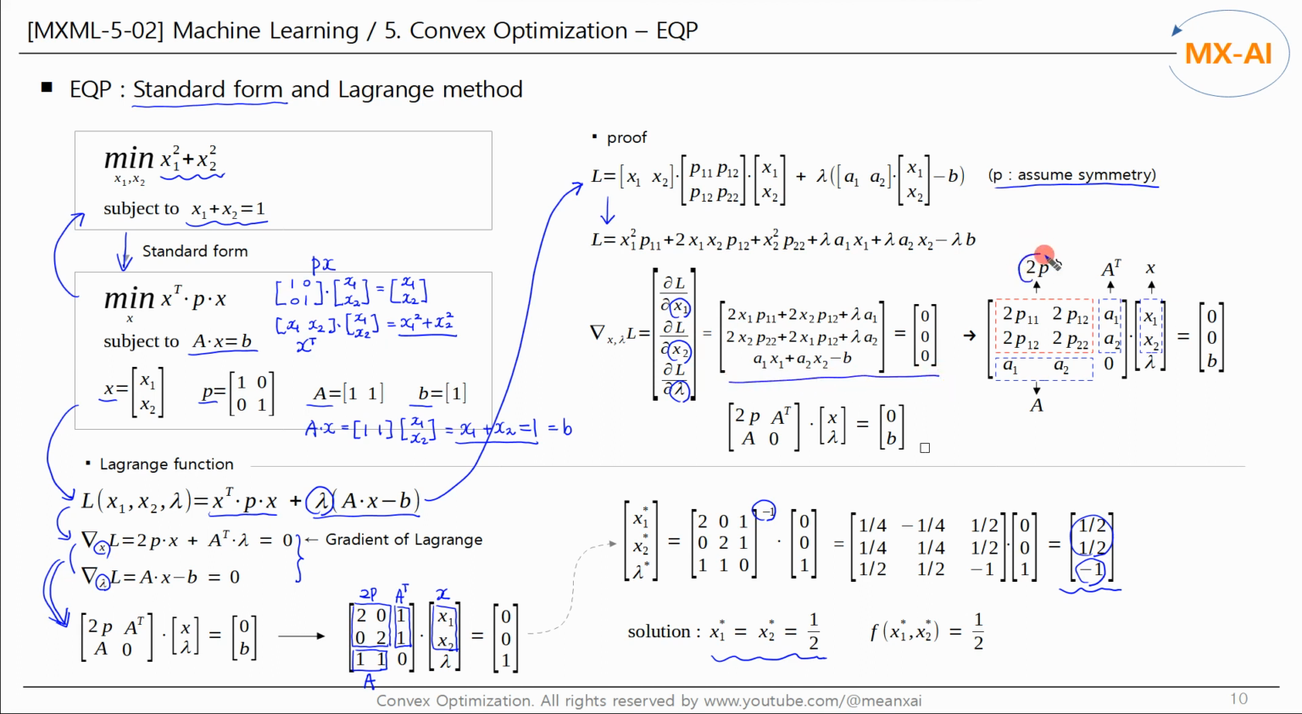Then this part is the matrix 2P, and this part is the transpose matrix of A. And this part is the matrix A. Then we get the following matrix equation.